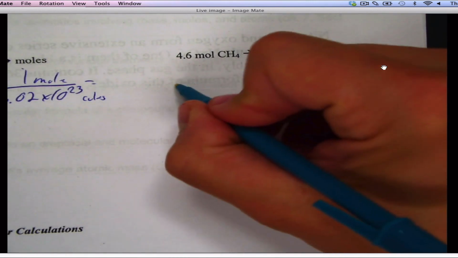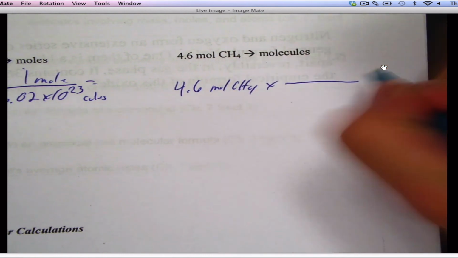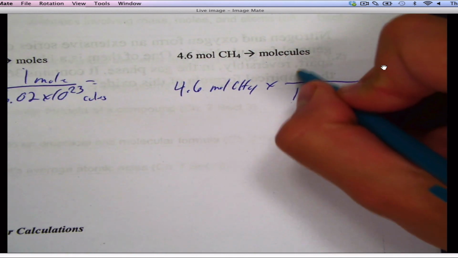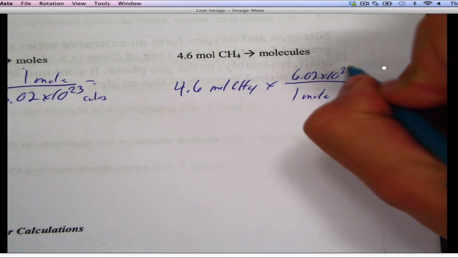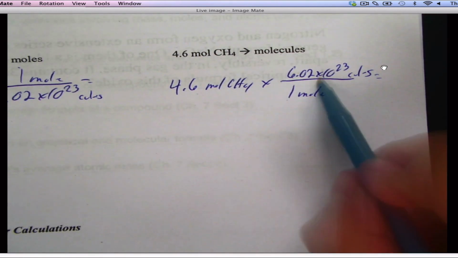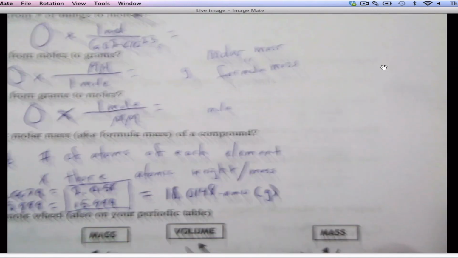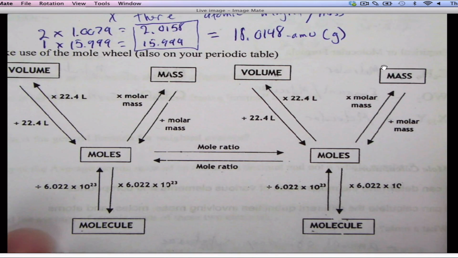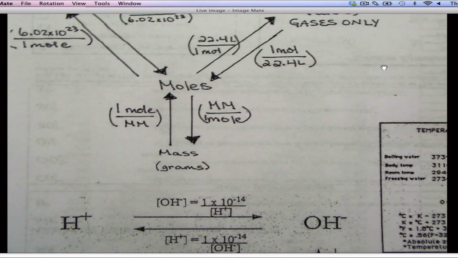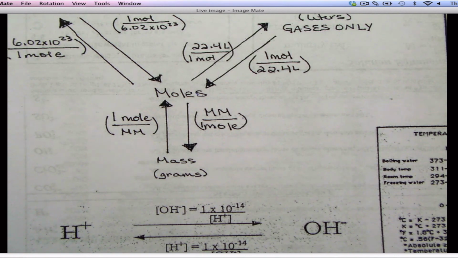Then say we're starting with moles, and we want to go to molecules. Then you put Avogadro's number on top, going to molecules. There's your setup for that one. This times that will be your answer. So I hope this helped. If you use the mole wheel on this paper or on the back of your periodic table, it should be very helpful because it tells you the steps you need to do. Just make sure you cancel things off and you should be good. All right, have a good one. We'll talk to you later.